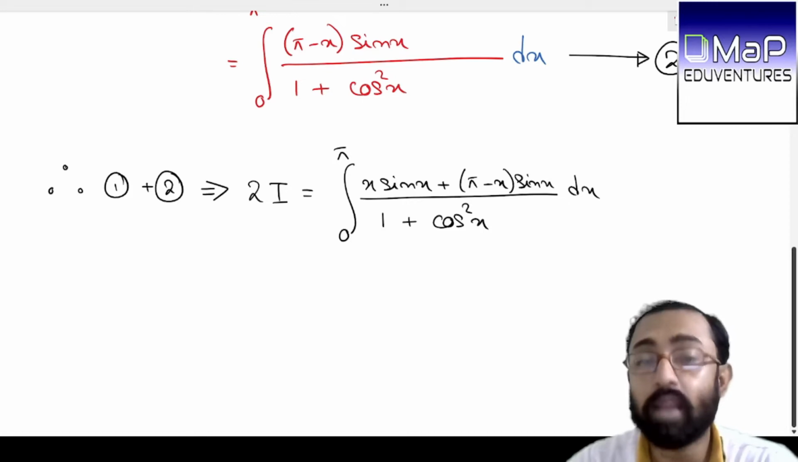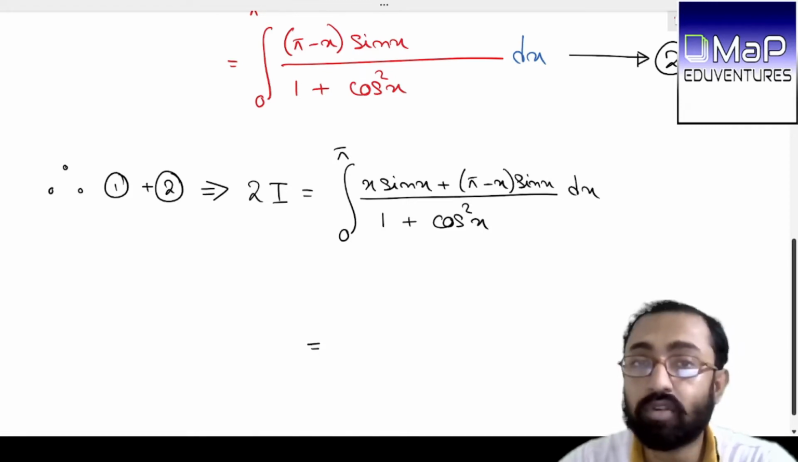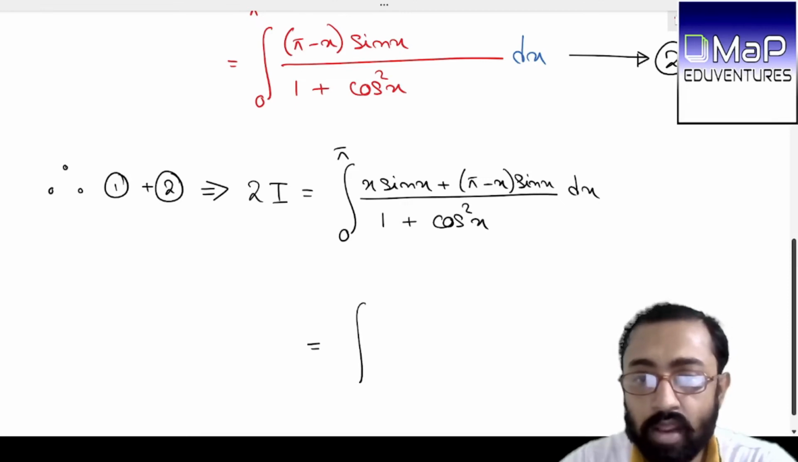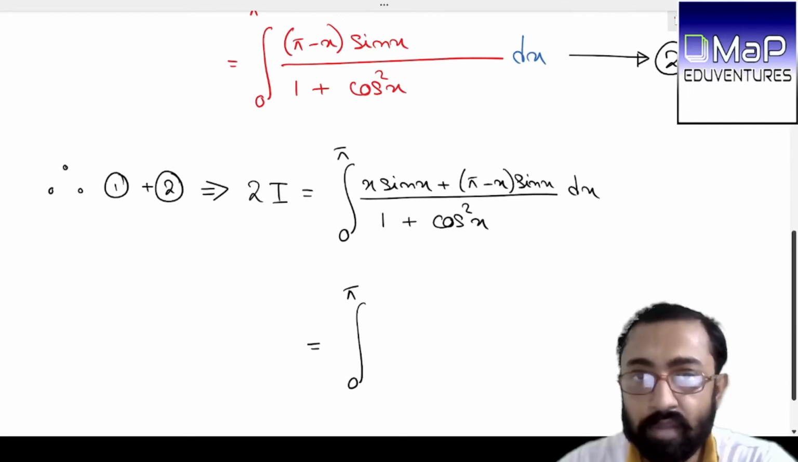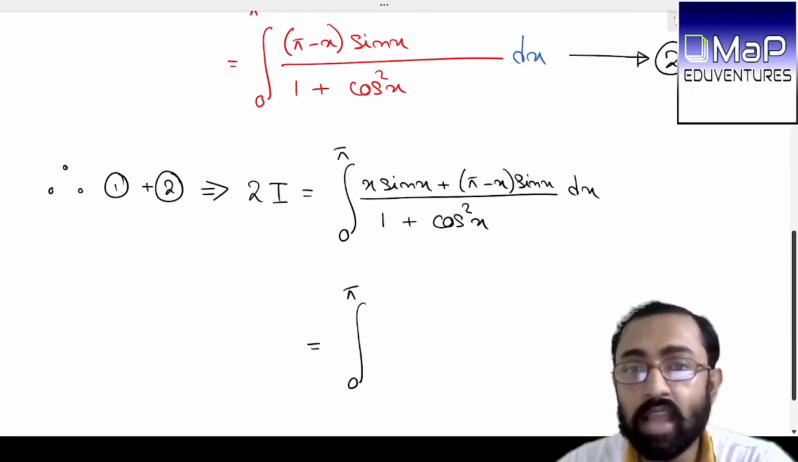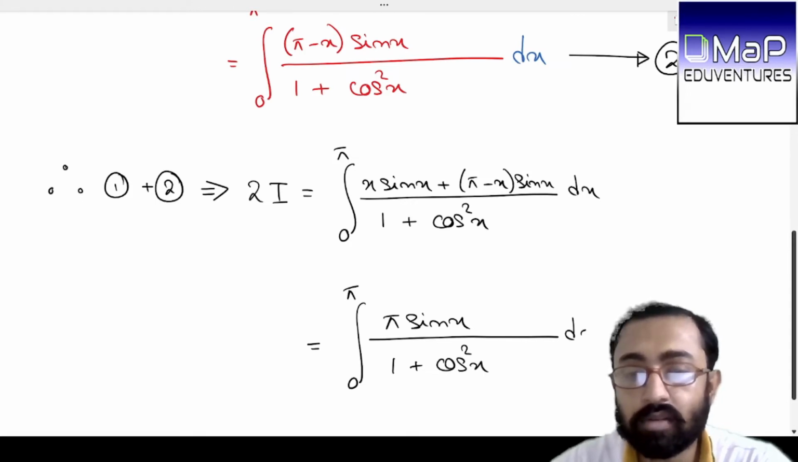Okay, I told you that the NCERT reference method is not needed, but I can answer it, don't worry, and it is much simpler. So now the numerator: if you simplify you will see that x sin x will cancel out, leaving pi into sin x, whole divided by 1 plus cos square x dx. Okay.